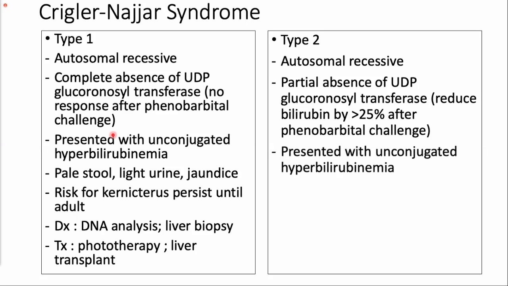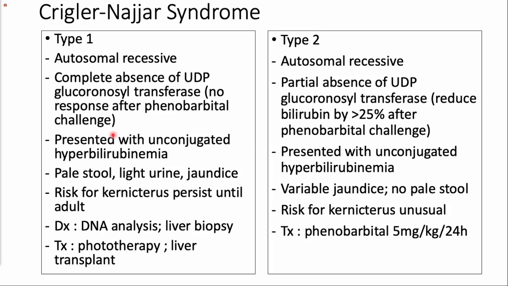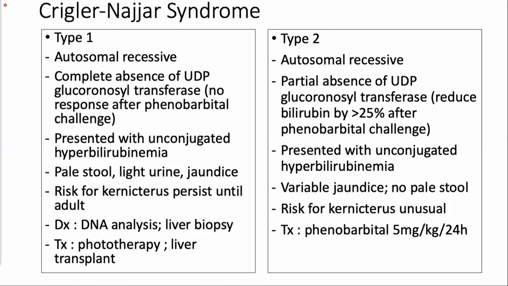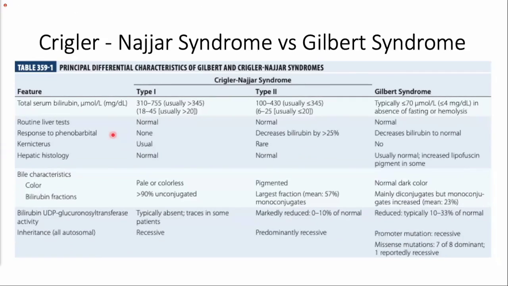Okay, thank you, doctor. And then it presents the same, unconjugated hyperbilirubinemia, variable jaundice, no pale stool. And then the risk for kernicterus is unusual as compared to type 1 because we still have the enzymes functioning. And then treatment in the textbook mentions phenobarbital. We give 5 mg per kg as a once daily dosage. Okay, and then we move on. These are some differentiations in summary, so I think we don't need to cover this more.